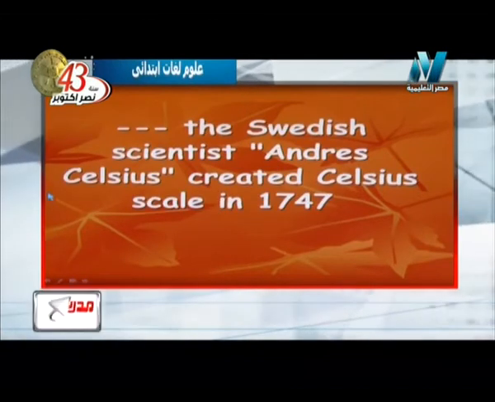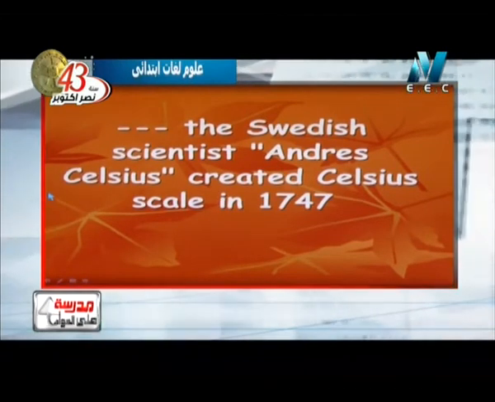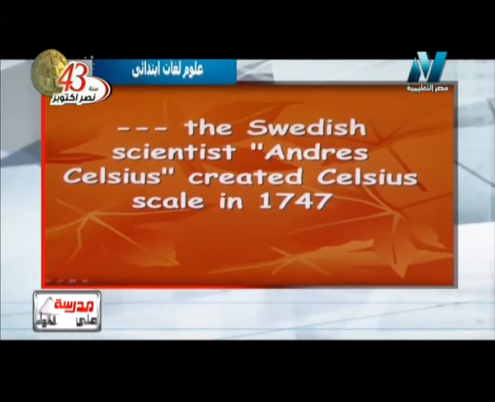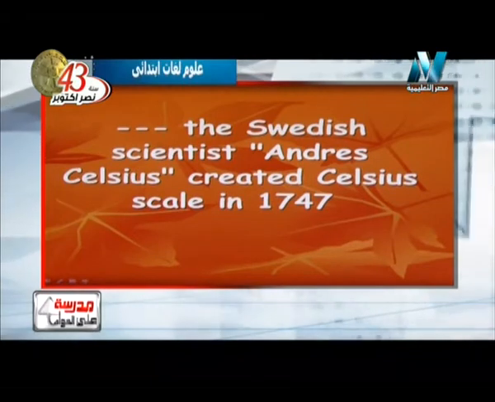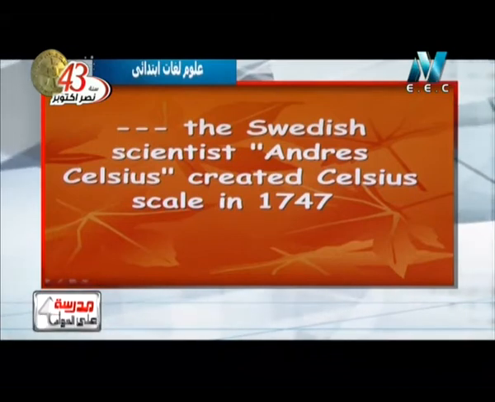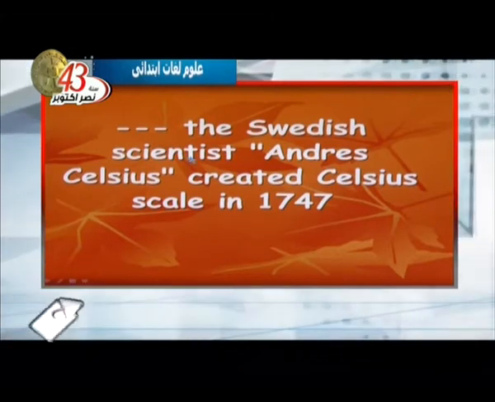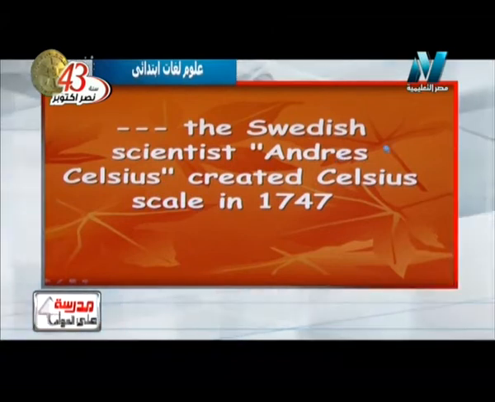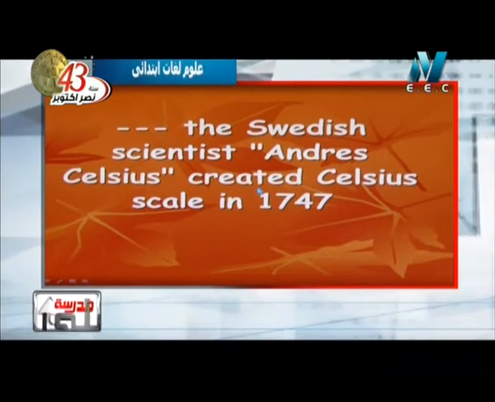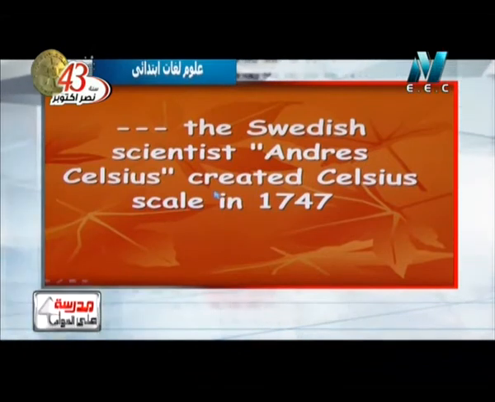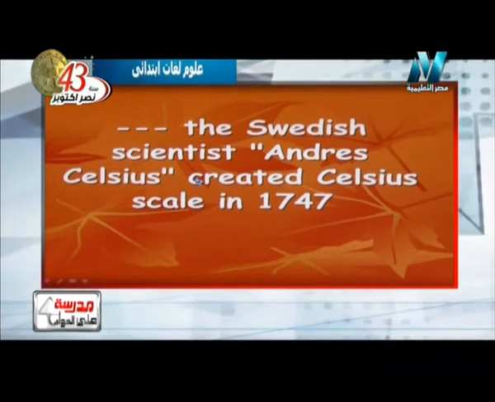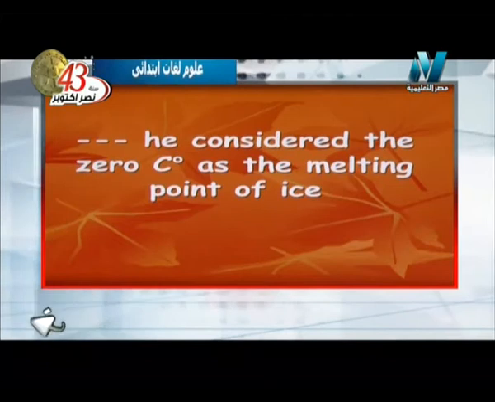Okay? Who is the scientist that invented the main idea of the thermometer? It's the great scientist Anders Celsius, who created the Celsius thermometer in 1747, as we see now on the monitor. And Celsius also created the medical thermometer after that, by knowing the structure of the thermometer.